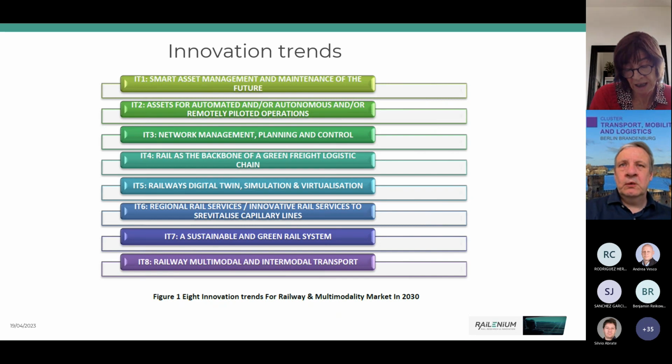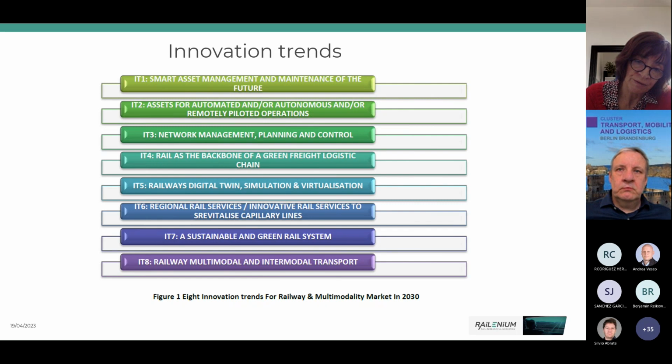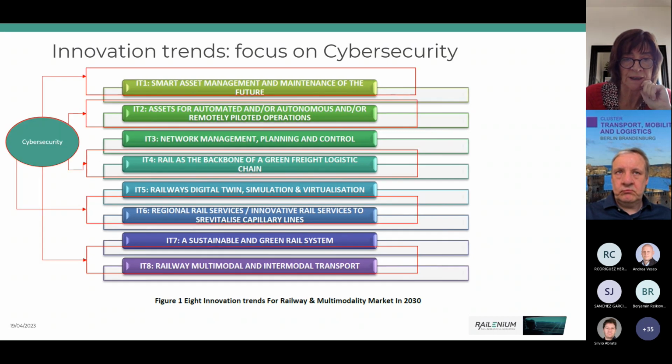The green freight logistic chain, as freight is really an important stake where we need really to increase the part of the freight within the next year, and this work will be key. The railways digital twin simulation and virtualization, and numerical aspects are also very key. And as well, we have also the necessity to develop rail services, for instance, to revitalize the capital lines, but also to develop sustainable and green rail system with typical topics of energy inside it, and also the multimodality and intermodality of the railway transport. So those are the 8 trends that we have detected.